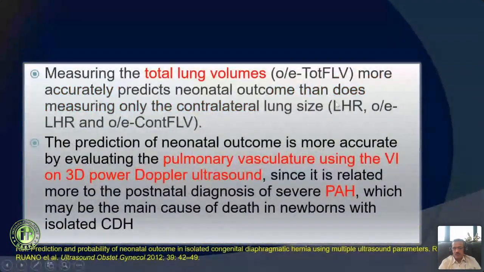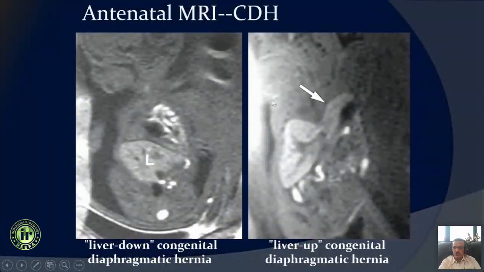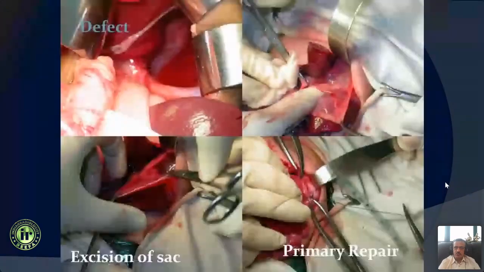And therefore, people have tried to look at this by measuring the pulmonary vasculature with volume index or with 3D power, and measuring the vessel sizes also of the pulmonary arteries. We can always use the MRI whenever there is a doubt or you're not sure what are the contents. Typically, that's an upturned liver. And here you have a liver down. As I said, position of liver is a very, very important prognostic point.